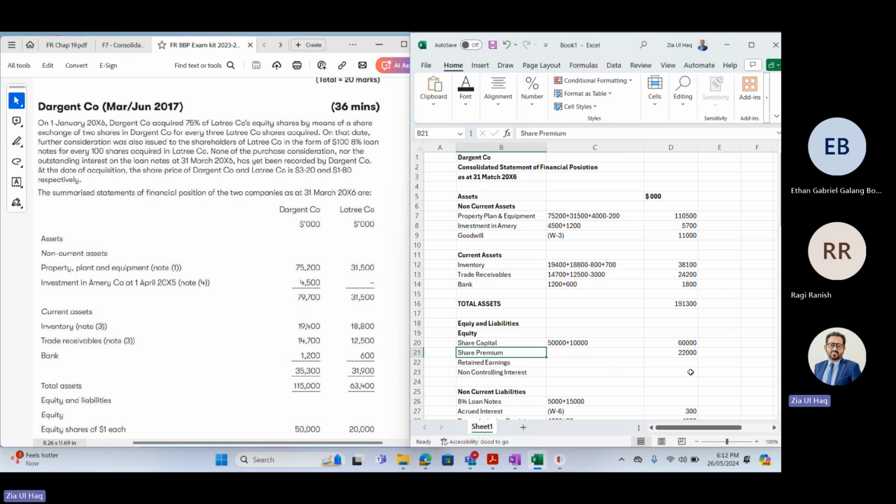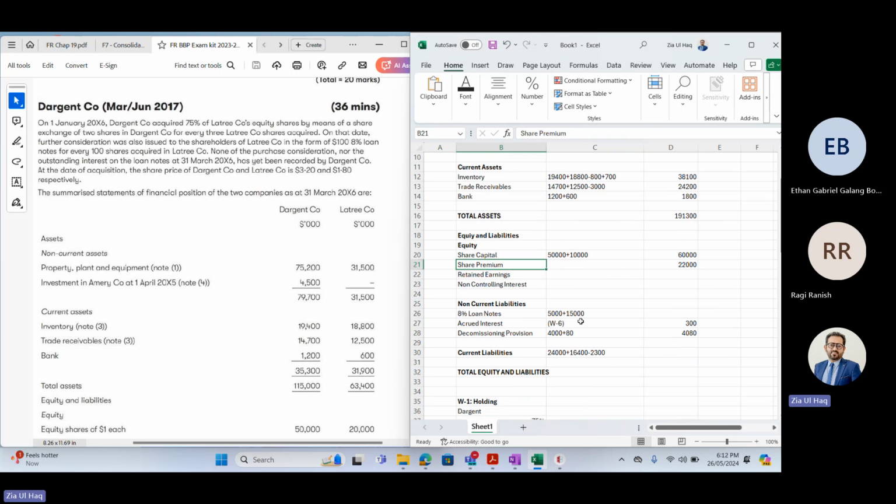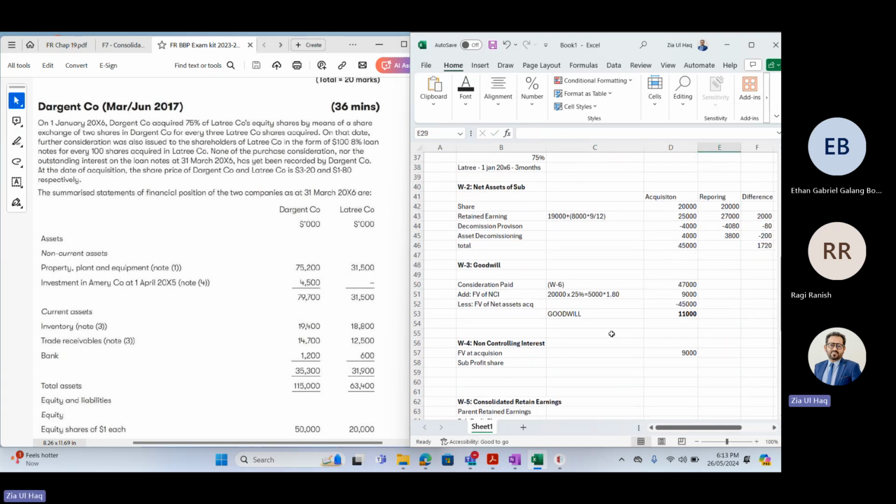Now moving towards share capital, which is 60,000, and share premium, which is 22,000. But now we need to calculate retained earnings. This is from working 5, and this will come from working 4. So let's move towards working 4.